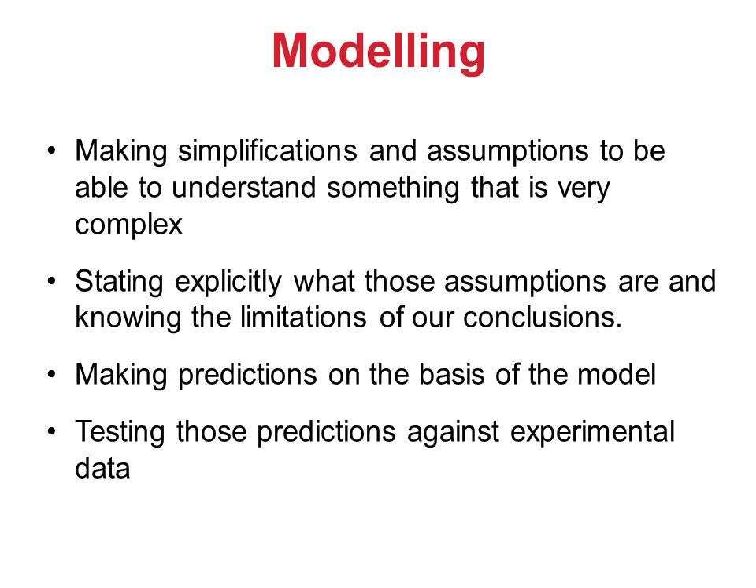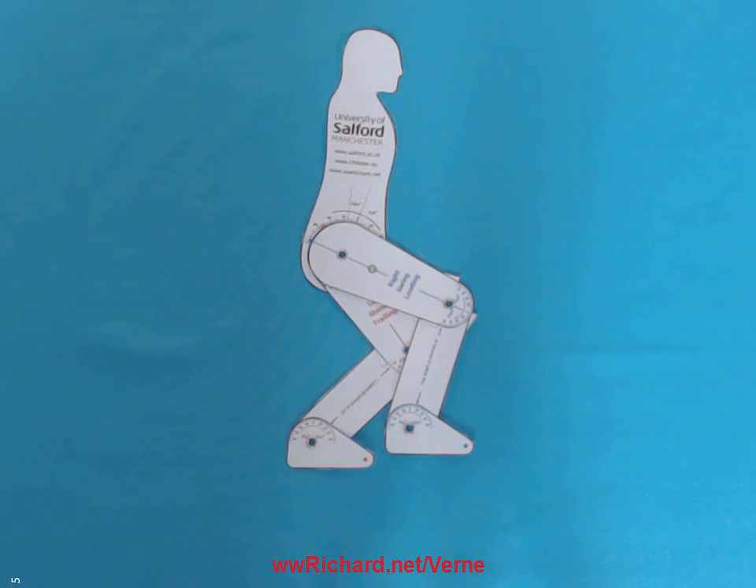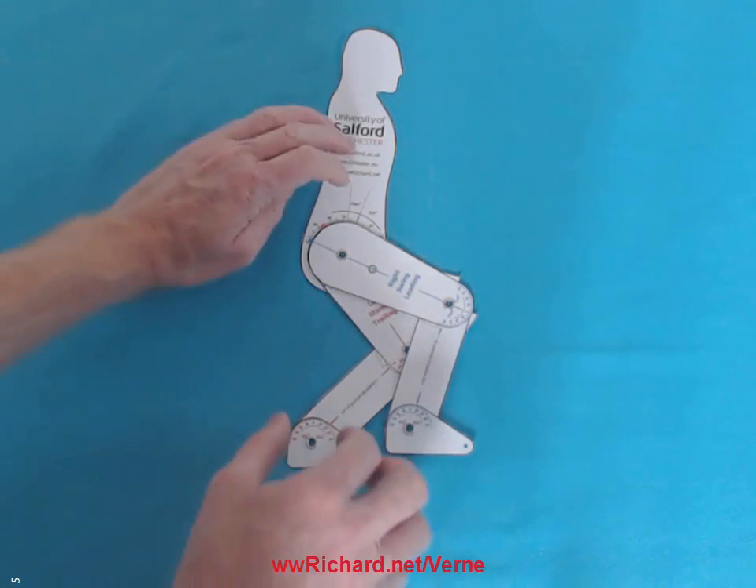A good model allows us to understand something about reality that we couldn't otherwise understand, and leads us to predictions that can be tested. We're going to use a model I've called Vern, after Vern Inman.